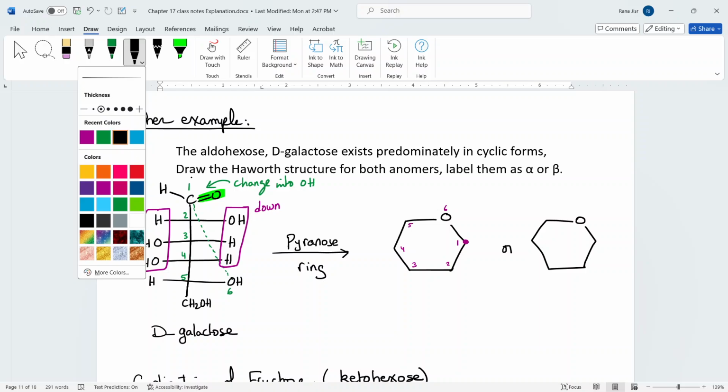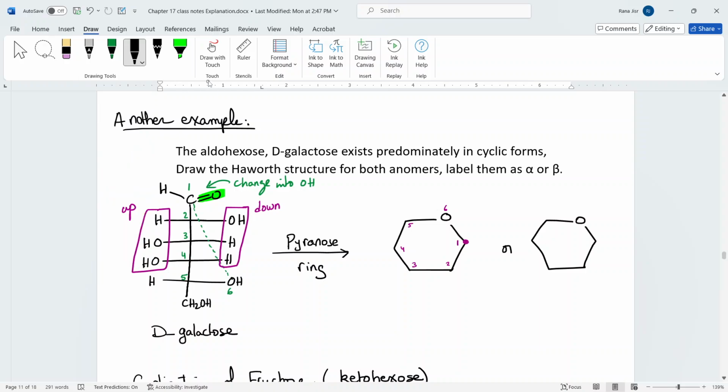Now let's go ahead and put the groups. I'm just going to go ahead and draw my OHs in there. So on the second carbon, my OH is down. On carbon number 3, my OH is up. On carbon number 4, my OH is up as well. Okay, so that is going to be the OH. And then on carbon number 5, I do have the CH2OH, which is always up in there. So that is going to be the CH2OH.